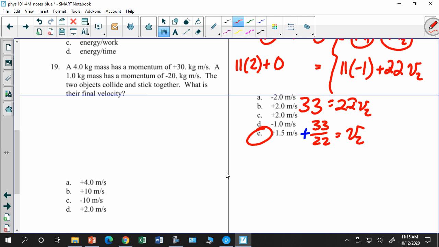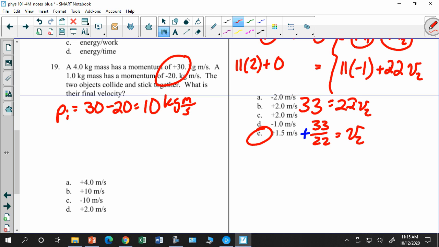Okay, good. Whenever you have something that sticks together, that's called a perfectly inelastic collision. You don't need to know that, but I might call it that in the exam, but I'll draw a picture. I don't expect you to know that. But this is called perfectly inelastic because it sticks together. When they stick together, that means that their masses are combined. So I have a 4 kilogram mass and a 1 kilogram mass that have initial momentum. The initial momentum is equal to 30 minus 20. And so that's equal to 10 kilogram meters per second. I just added up these 2 numbers.